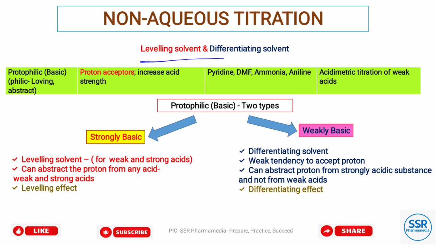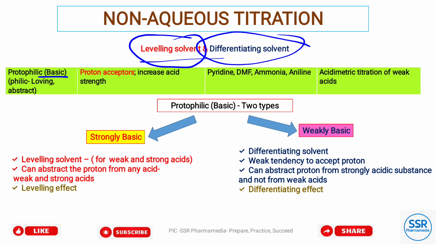Next is a very important topic: leveling solvents and differentiating solvents. What are leveling and differentiating solvents? Protophilic solvents are also called basic solvents. Philic means loving, which here means they abstract or accept protons. Examples are pyridine, ammonia, anilines and so on. They are mainly used in weak acid titrations.